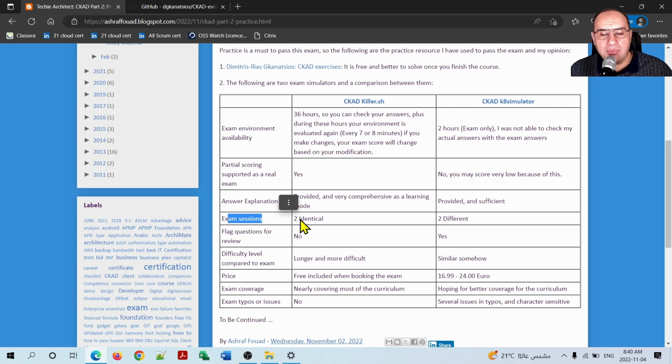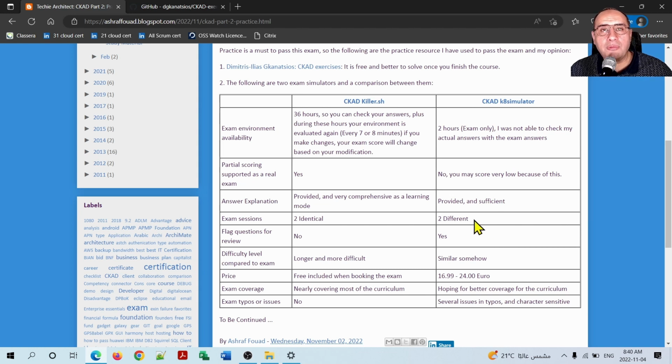For the exam sessions, you will find they give you access to 2 identical sessions. When you finish the first one and spend the 36 hours, you learned everything. When you open another session, it is exactly identical. It is not the best practice, but it was good that you knew what the errors and issues were, and you are now trying to score much higher than the first trial.